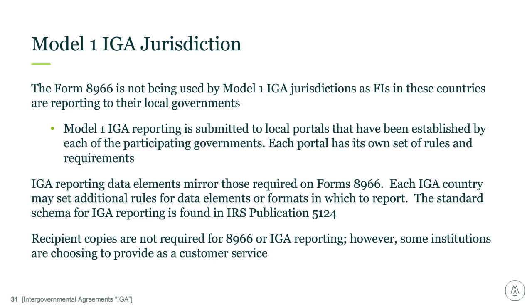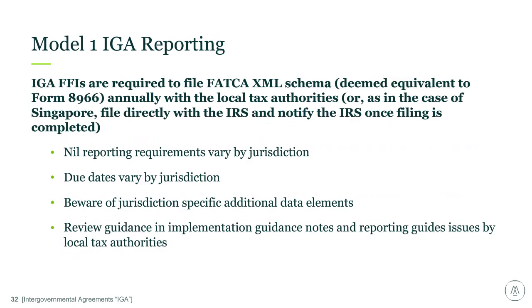An interesting fact about the 8966 reporting: when we have 1099 reporting or 1042S reporting, you always have an IRS copy and then a recipient statement, and this is not the case. So you don't have to send a recipient statement for 8966 or IGA reporting. IGA FFIs file a FATCA XML schema, an e-file that they upload directly to their local portals. And then there are some oddballs out there as well, like Singapore, which is a Model 1 IGA, but still files directly with the IRS and notifies the IRS once the filing is completed.